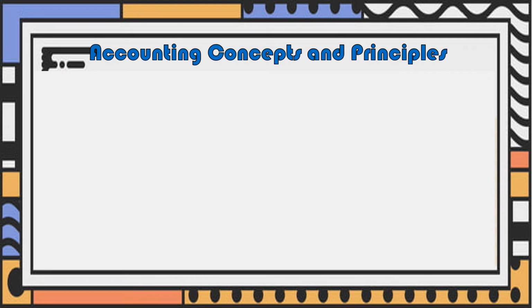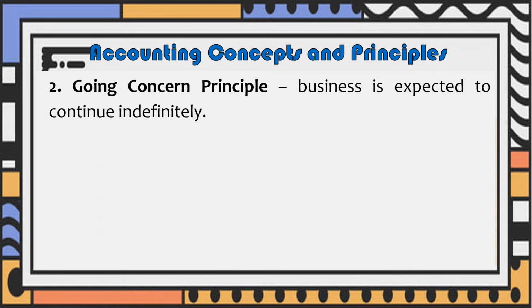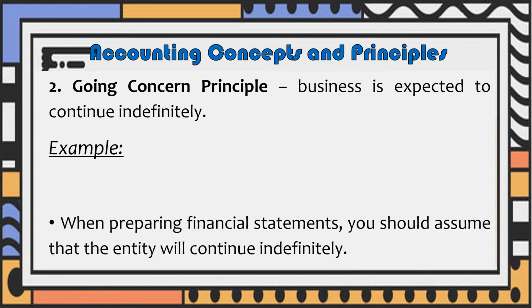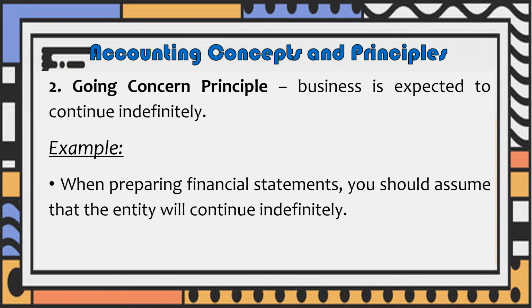The next principle is the going concern principle. This means that the business is expected to continue indefinitely. When preparing financial statements, you should assume that the entity will continue indefinitely. Another example, Mr. Clark's sushi business is experiencing difficulty, but he is still expecting it to continue. That is why he still updates his books of account.